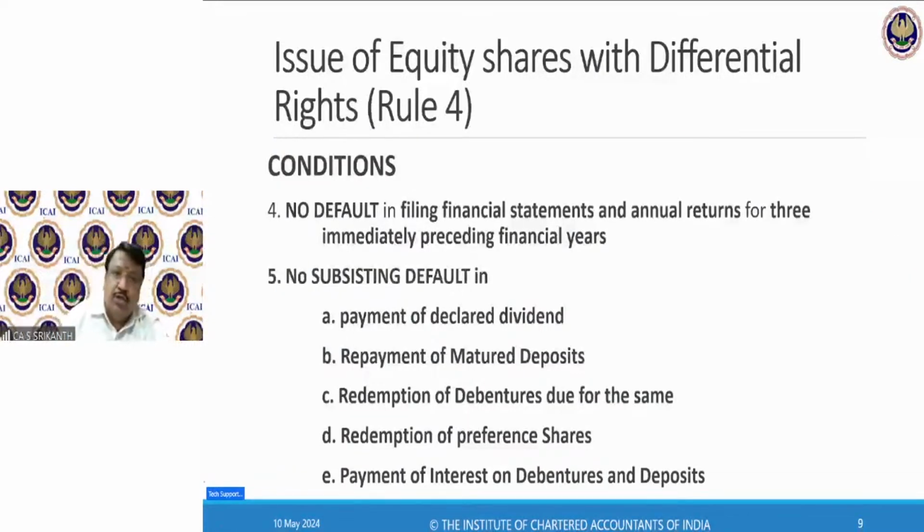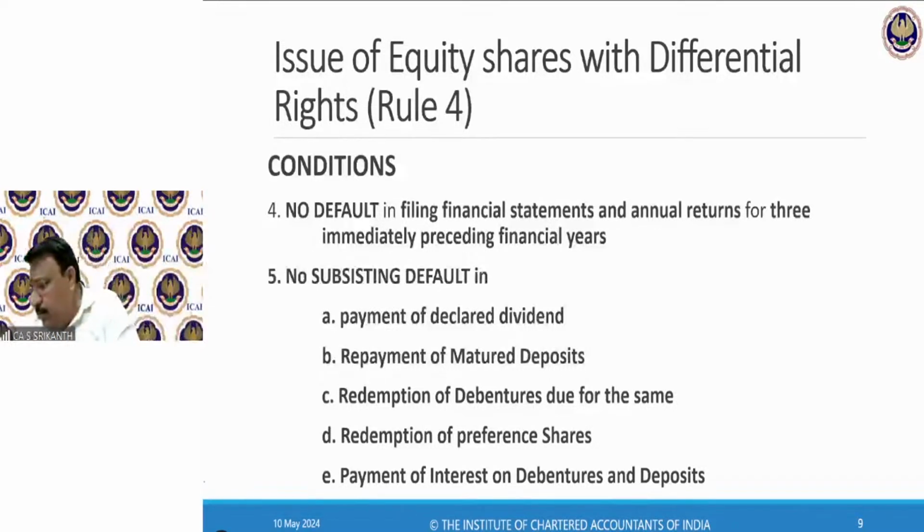Now, there are other conditions also. No default in filing financial statements and annual returns. This is a very important condition. Whatever else you do, please file the financial statements in time, within 60 days, and file the annual return in time, within 30 days, because the MCA is very concerned about this. They want you to do that. There should be no default in this. Many exemptions are available only if you do this. They are saying you are a basic defaulter in filing financial statements and annual return; why should we even consider you as an entity?